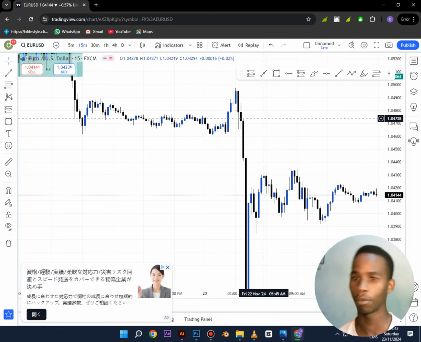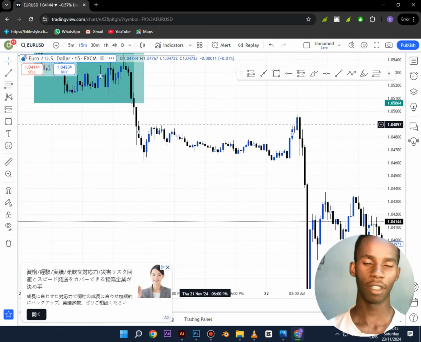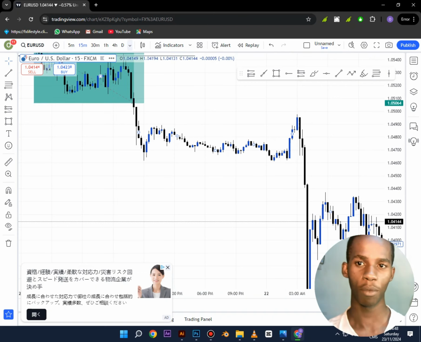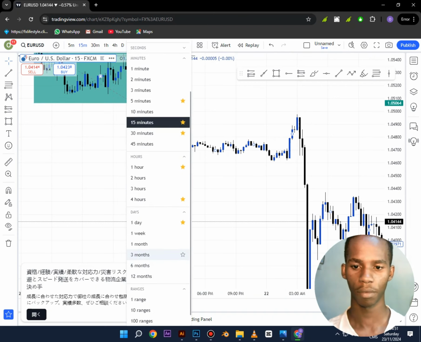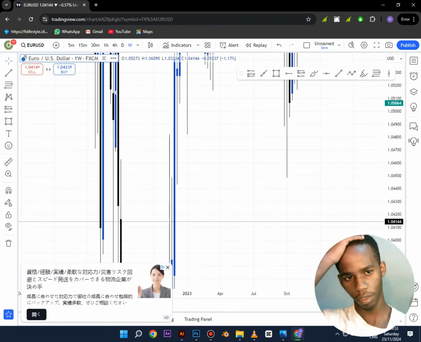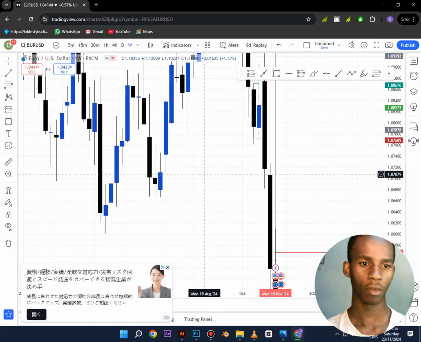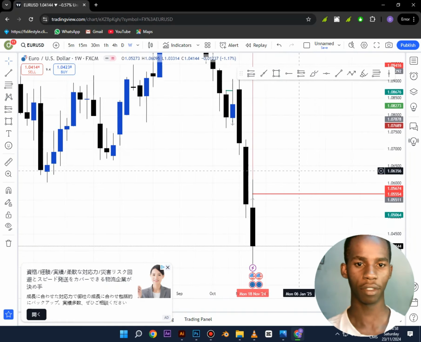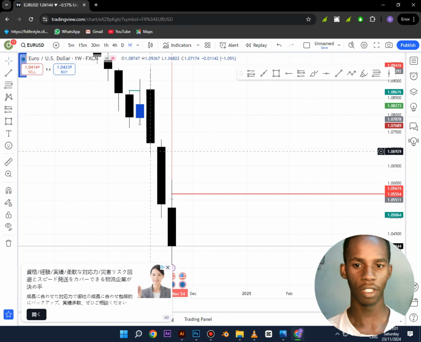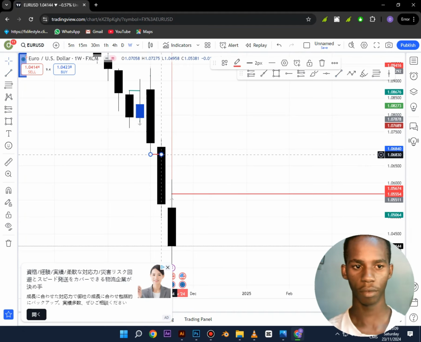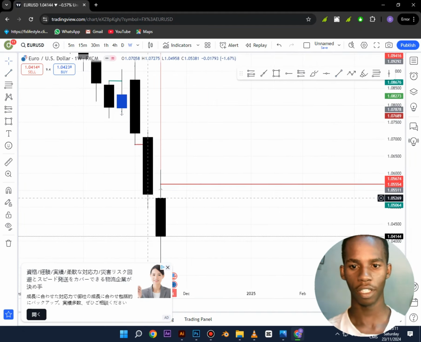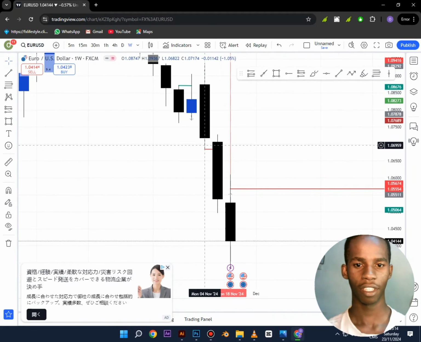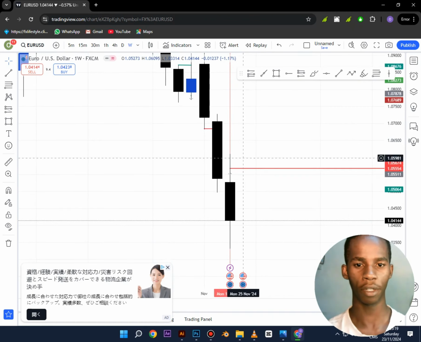Okay, so let me give you one more example. I'm doing the weekly time frame now. So this is the 1 week time frame. So over here you can see this, the low of this candle was taken out. So we can think that if this one is taken out, we can anticipate that price is going to go bearish for the second one.